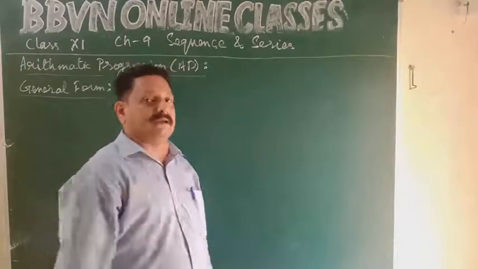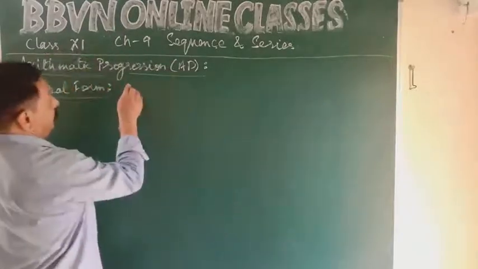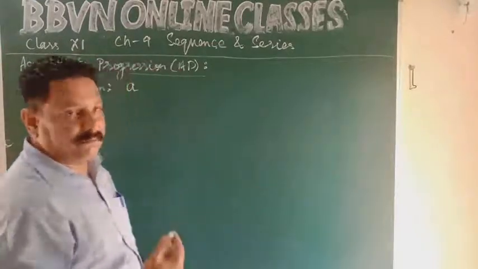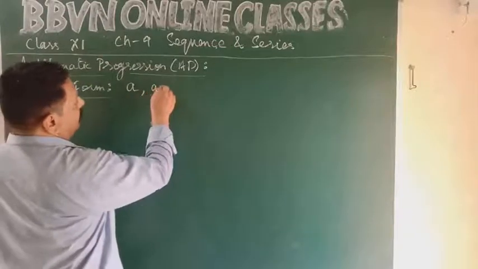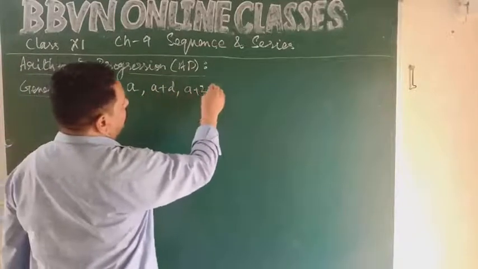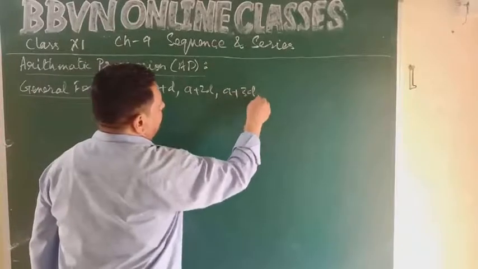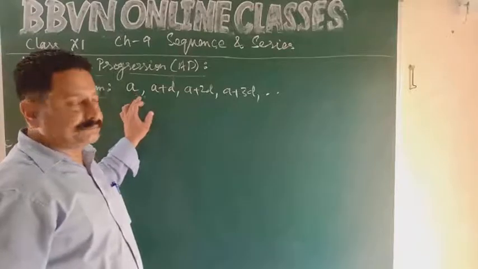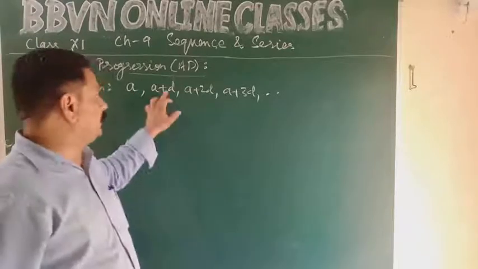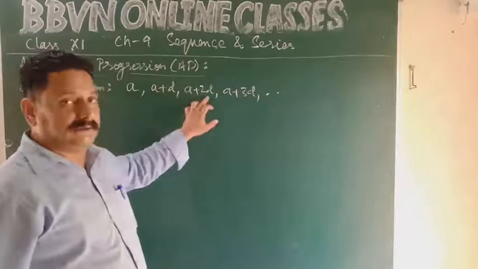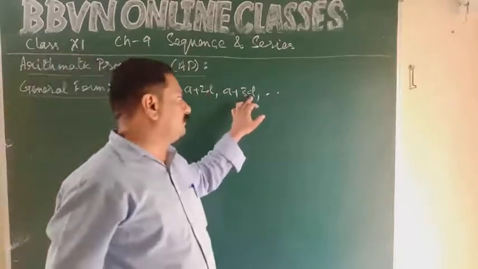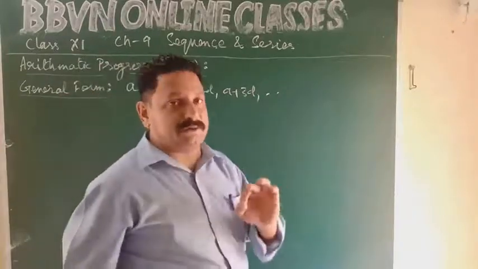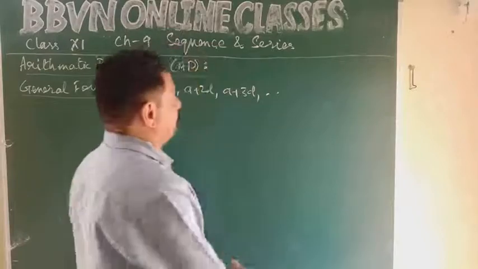You have studied in class 10. What is the general form of an AP? First term is A. Every term progresses with a common difference. Common difference is D. So next term will be A plus D. Then A plus 2D, A plus 3D and so on. So we observe one thing. In the first term, coefficient of D is 0. In the second term, coefficient of D is 1. Third term, coefficient of D is 2. Fourth term, coefficient of D is 3. So whatsoever the number of term is, the coefficient of D is 1 less than the number of term.